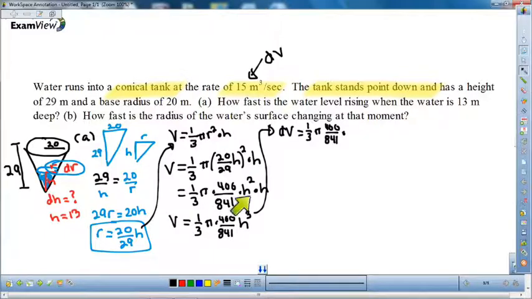And I'm going to multiply by the derivative of h cubed. And the derivative is going to be 3h squared times the derivative of h. So notice my 3's are going to cancel. My whole goal is I need to solve for the derivative of h. So I'm going to have dV times, right, I'm just going to put 1 so I know what's going to be in the numerator, what's going to be in the denominator. So we're going to multiply by the reciprocal. So it's going to be 841 over 400 pi h squared.